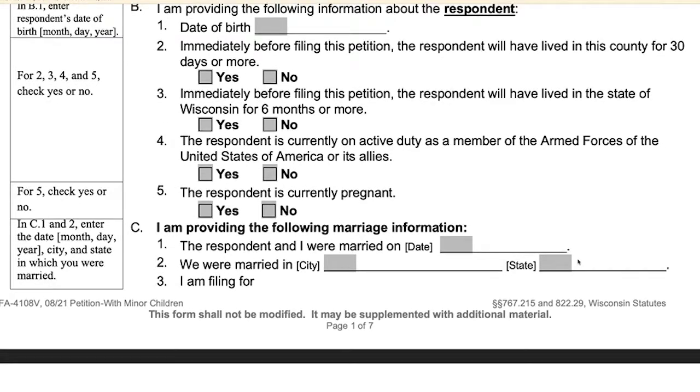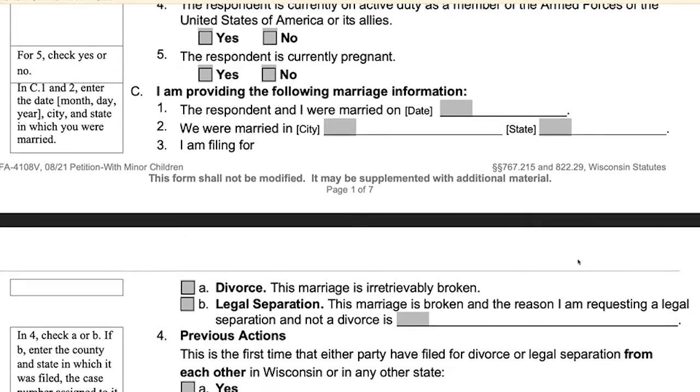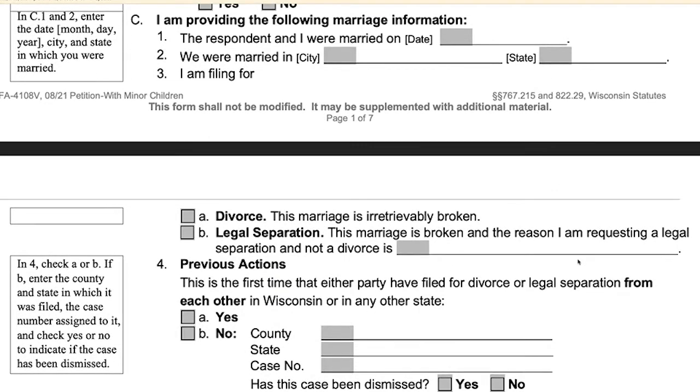Once you get A and B out of the way, the court wants to know when you were married. When were you married? Where were you married? The length of your marriage can come into play when the court is determining things like maintenance, but they just want all that specific information laid out right away so that they don't have to spend time asking for it.